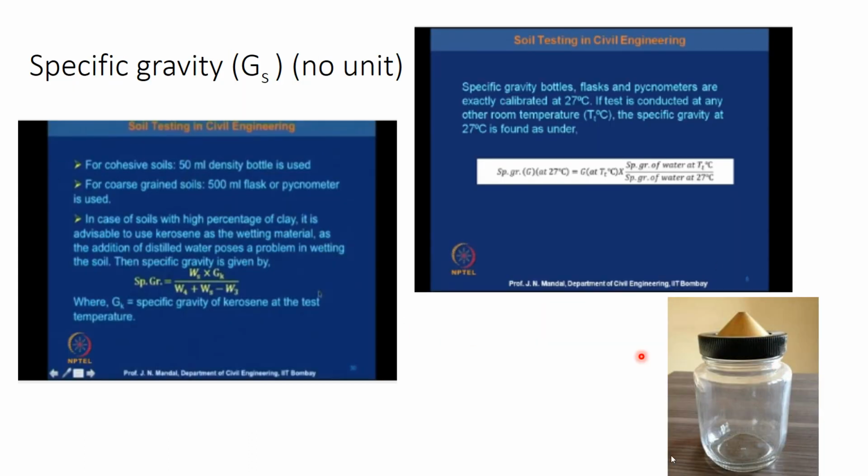The same method will be followed for a pycnometer. This pycnometer will have a small conical shape here, so that we can remove the air from it. You need not boil or do anything. Since it's for larger particles, the pycnometer is for the coarser fraction, and the air gets easily removed from the soil. So you have a small hole, up to that hole we have to fill it with water, and we'll be following the same procedure as mentioned before.